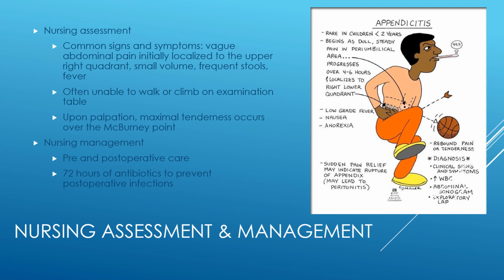Often they are unable to walk or climb on the examination table. A lot of times we'll have them try to do a jumping jack. If they are unable to do that, it could be a very clear-cut sign. Upon palpation, maximal tenderness occurs over McBurney's point. As far as nursing management, we're going to do pre- and post-op care, and they will usually get 72 hours of antibiotics to prevent any post-op infections.